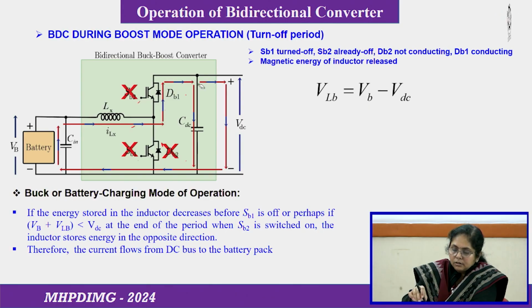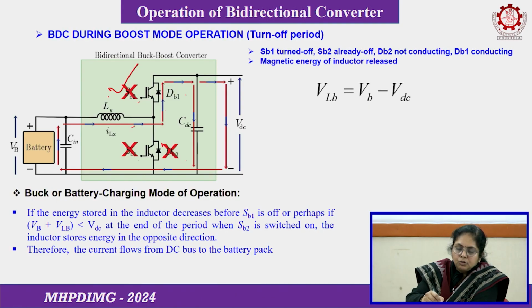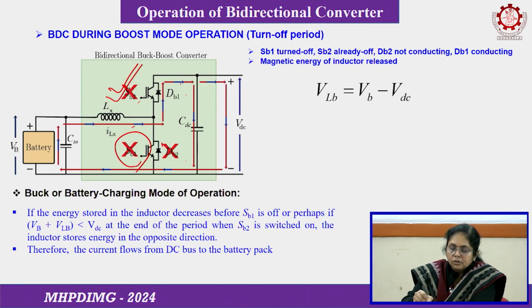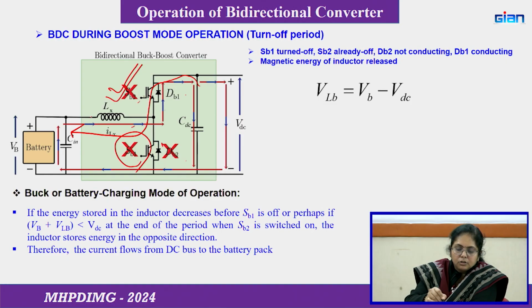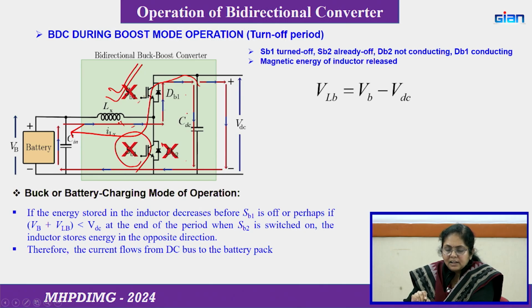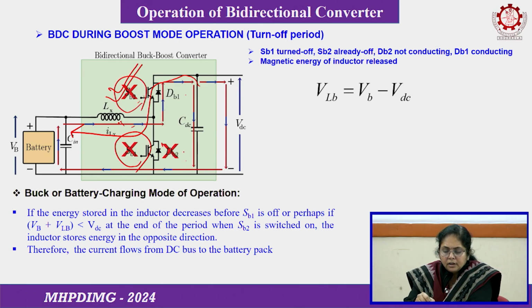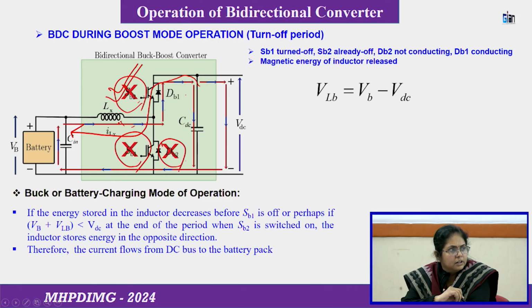Here, this switch will be on and this will be kept off. When this switch is on, the current will flow in this way, so the inductor will store energy in the reverse direction. That is the battery charging mode. When switch SB2 is turned off, the opposite will happen, and the current will flow through DB2. That is the buck mode, or the battery charging mode operation.